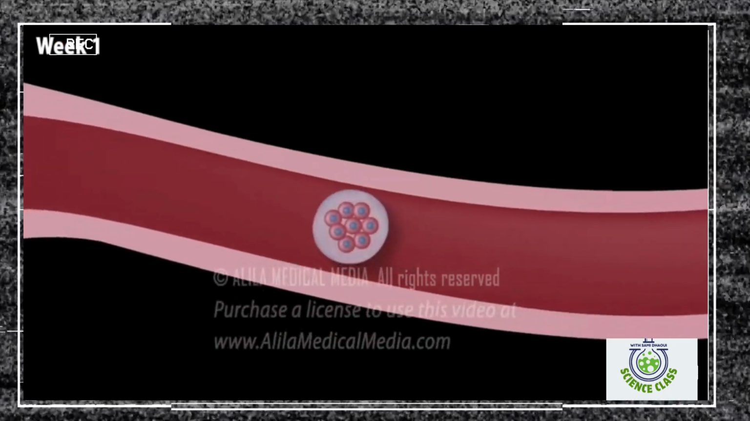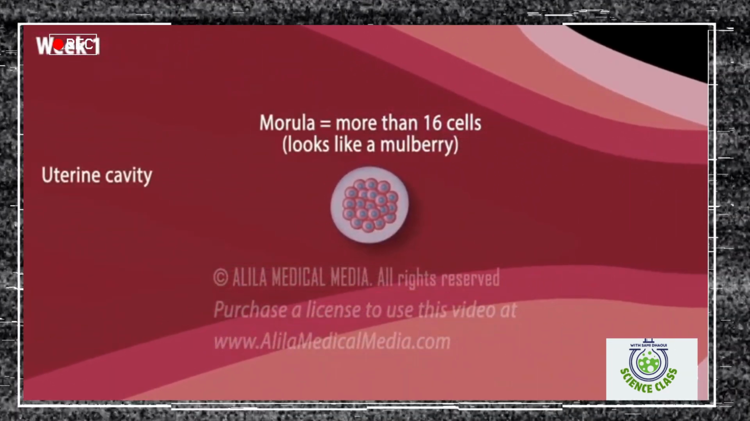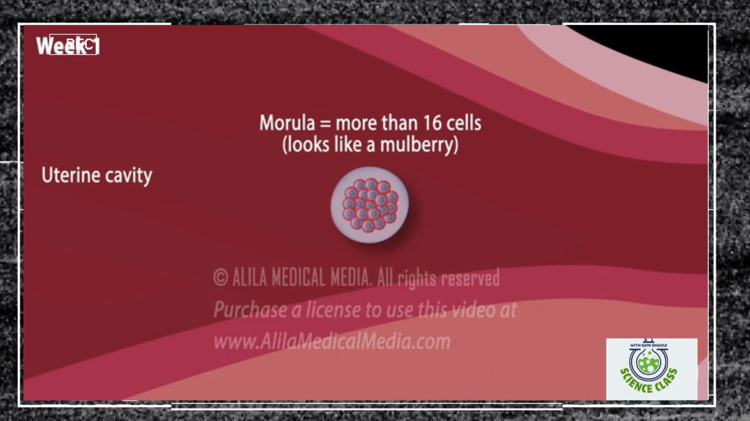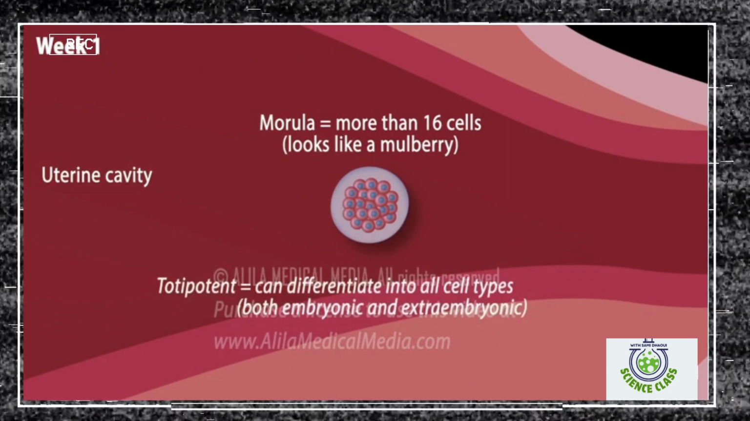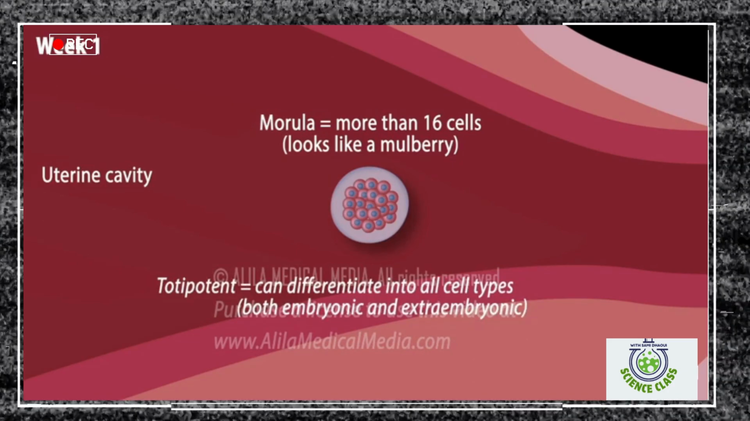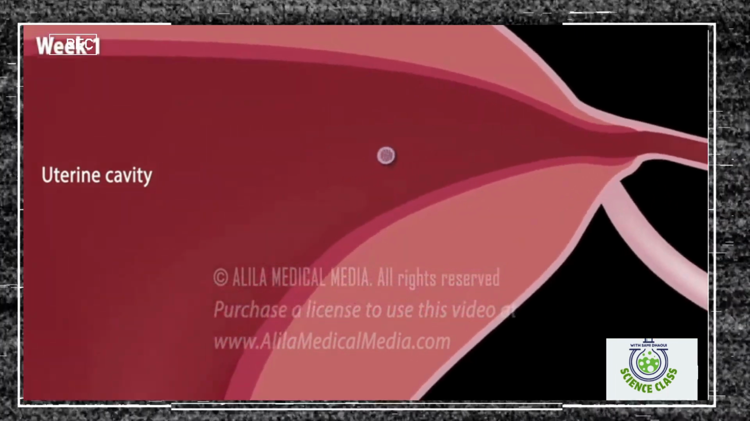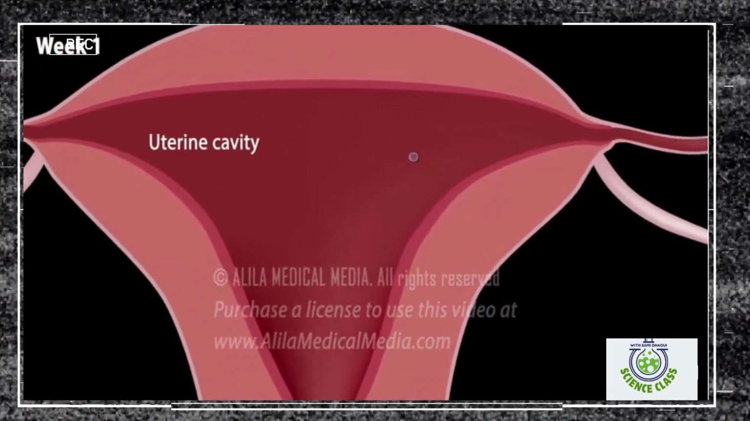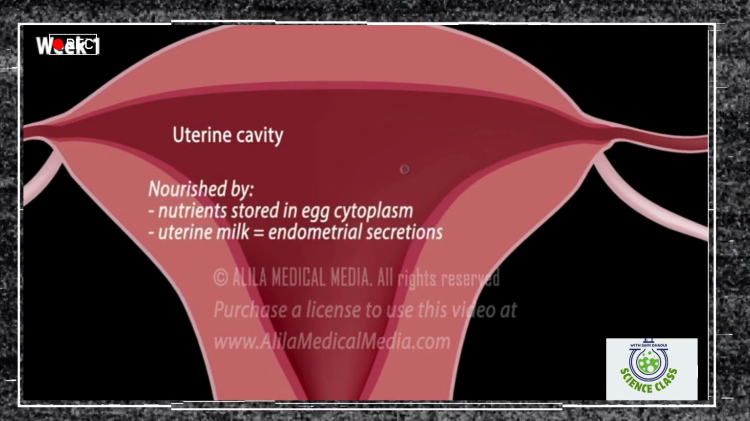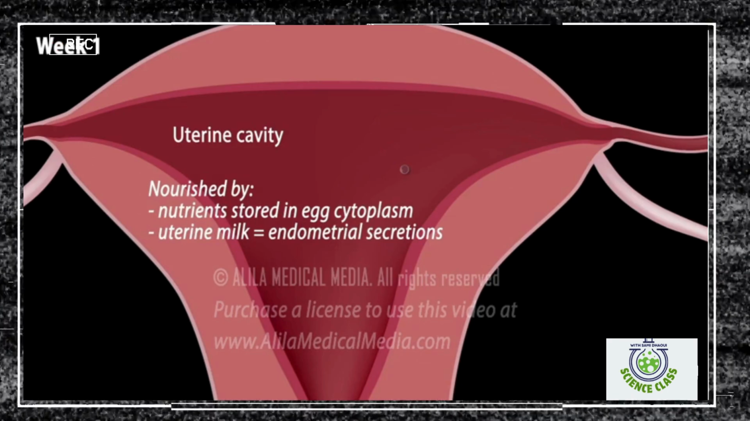After about 3 days, the conceptus arrives in the uterus. It now contains about 16 cells and is called a morula. Cells of the morula are totipotent. They are capable of differentiating into all cell types, both embryonic and extraembryonic. The morula continues to divide while floating freely in the uterus for several more days. During this time, it consumes nutrients stored in the egg cytoplasm and uterine milk secreted by the endometrium.